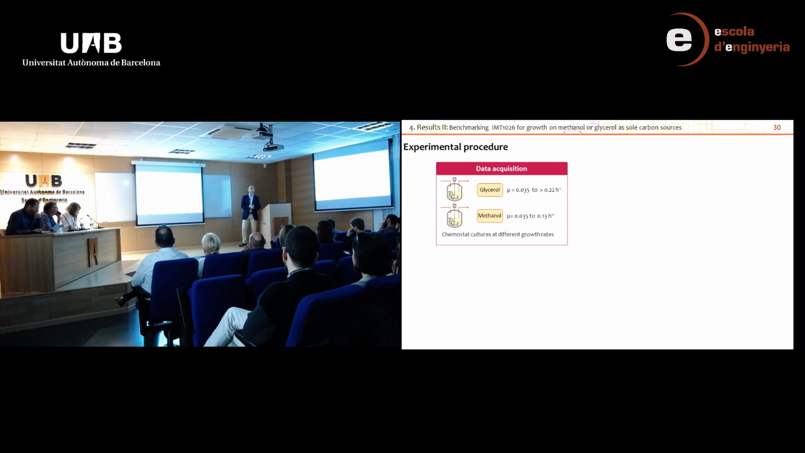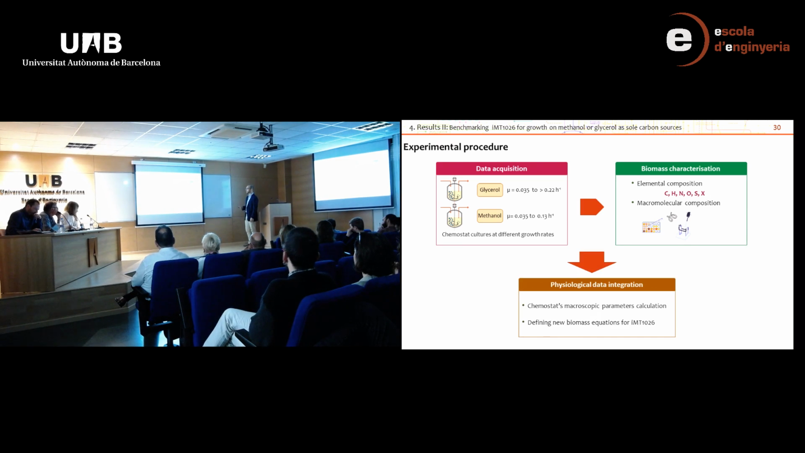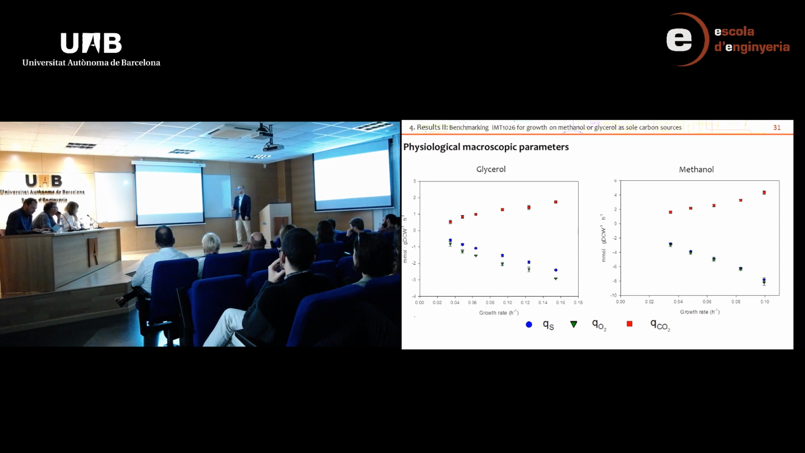In order to do that, we performed a series of chemostat cultivations at different growth rates by using glycerol or methanol as sole carbon sources. We took samples of these cultivations and then characterized the biomass. And finally, we integrated this data into the model. Here is a representation of the main macroscopic growing parameters, that are the specific substrate and CO2 production rate, as well as the oxygen consumption rate.